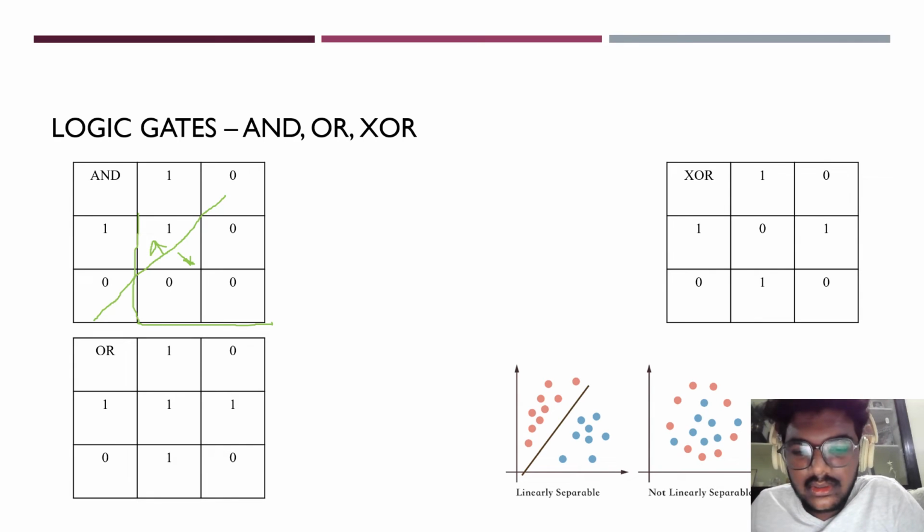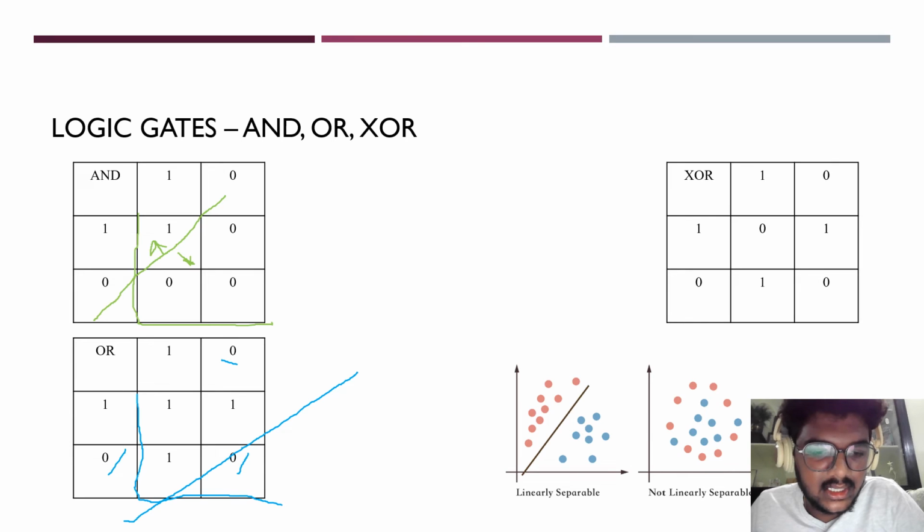Even with the OR case, we also know the OR table, only for 0 0 we get the value 0, right? So if we plot this in a graph, I can draw a line here, and above this line I have all ones, and below this line I have all zeros.